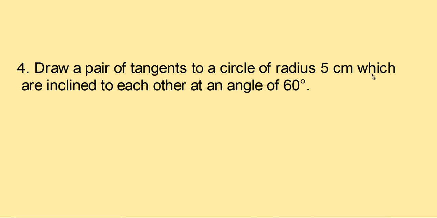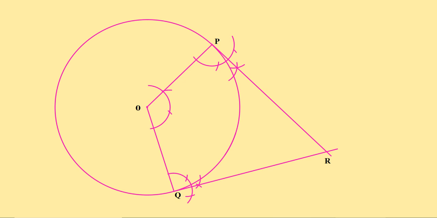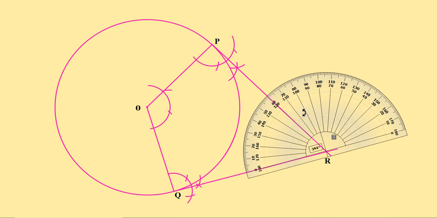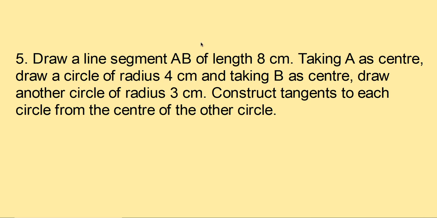Now which are inclined to each other at an angle of 60 degree. Angle between the tangents should be 60 degree. Let us check it. Here you can see the angle between the tangents is 60 degree. Look at the next question.